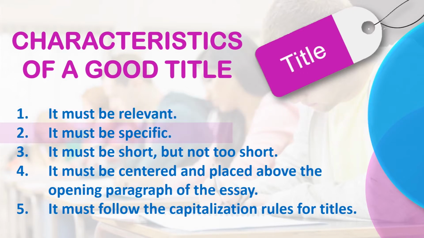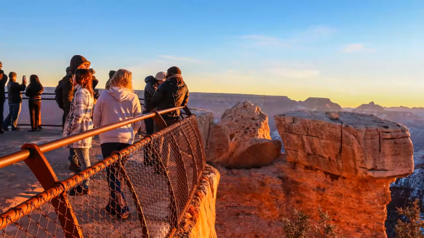Second, try to make your title as specific as possible. Avoid general titles because they don't give a clear idea of what the essay is about. Writing a general title is like asking your readers to stand in front of the Grand Canyon and guess which part of the view you're about to describe.